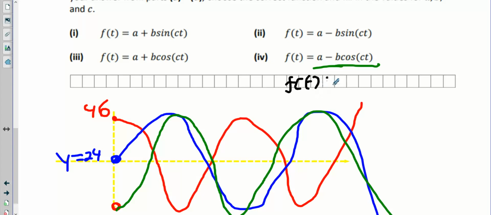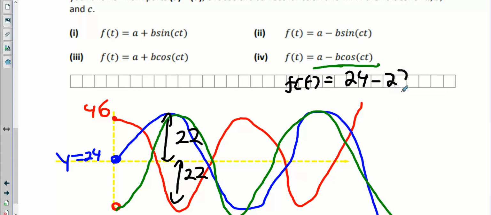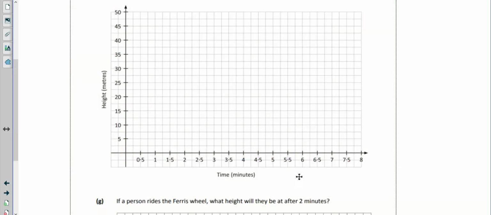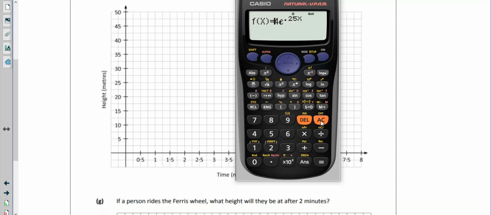What's the A value? A value is the midline. What's the midline? 24. B is the amplitude. What's the amplitude? 22 up and 22 down. Is that okay with you guys? And that's cos. What's it cos CT? And what's C? Pi over 3 and then T. Just leave as T. You okay with that? Okay. You take out your calculator and you put it into radians because pi over 3 is radians, isn't it?